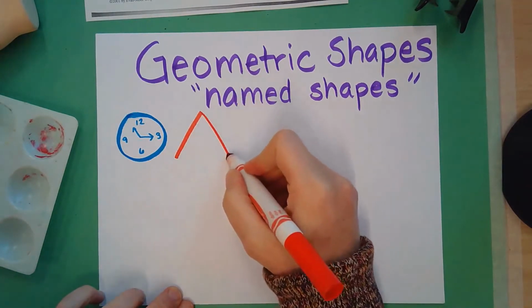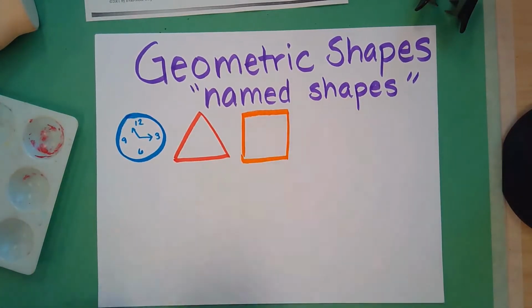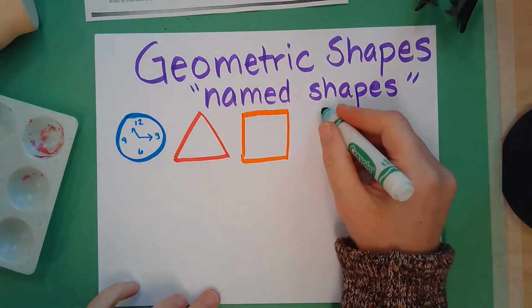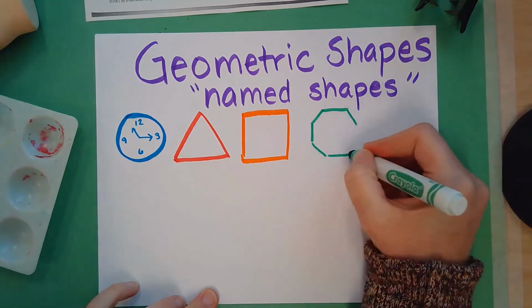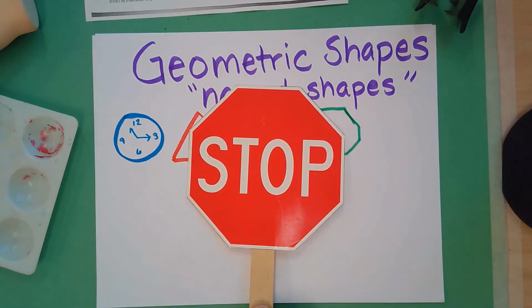A clock is a great example of a circle. You could probably also find items that are shaped like a triangle or a square or a rectangle. There are shapes all over the place that we see every day that are geometric shapes. A stop sign is an octagon, for example.